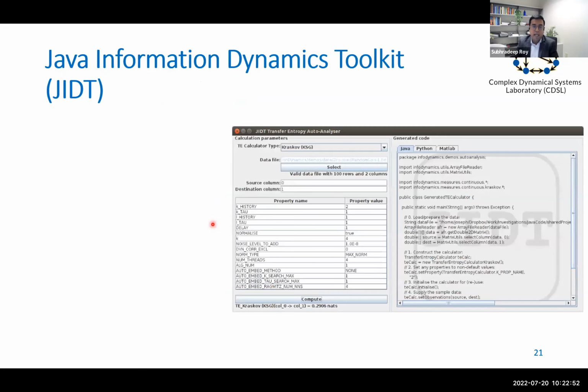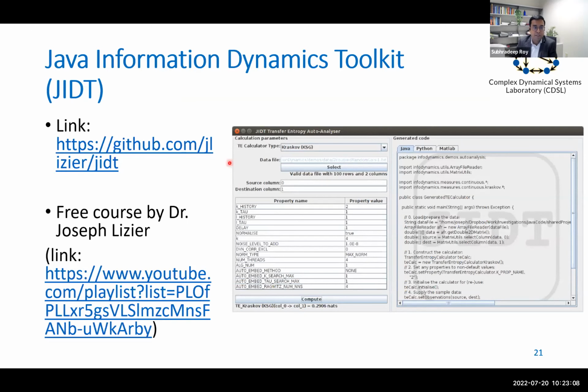So the question is how we can implement these information theoretic tools. There are different software packages that currently exist, developed by different research groups. The one that I have been using is called JIDT, the Java Information Dynamics Toolkit. It is developed by Professor Joseph Lizier. And here is the GitHub link to access this. It has all the details of how to download and install this. You just have to download and you can start implementing transfer entropy or the other metrics.